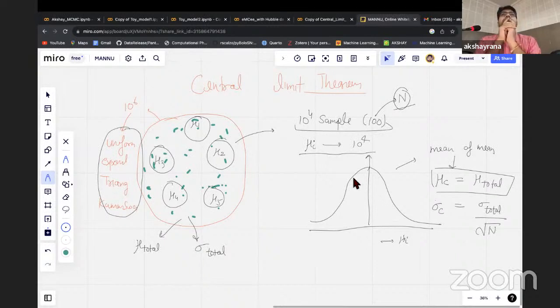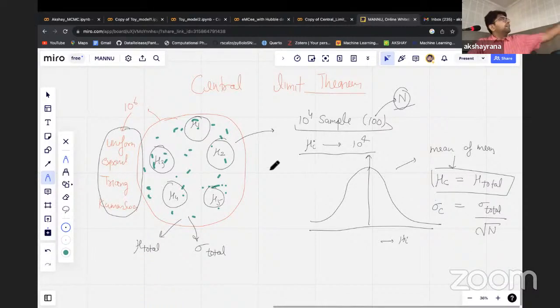Yes, please. That particular sample. Every sample, obviously, when you take a sample, there is going to be some mean and variance corresponding to it as well, obviously.